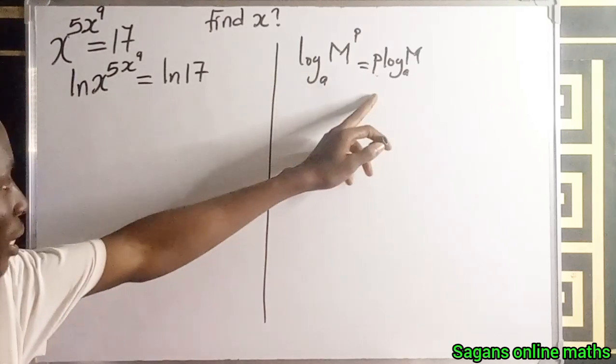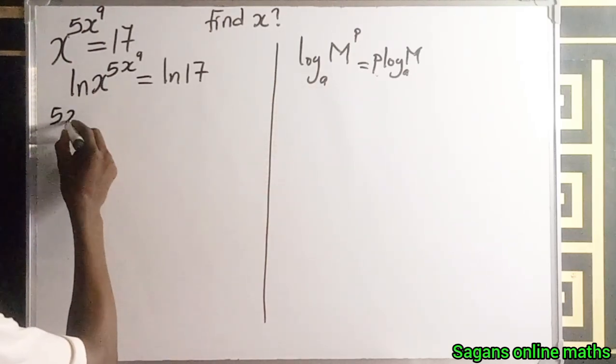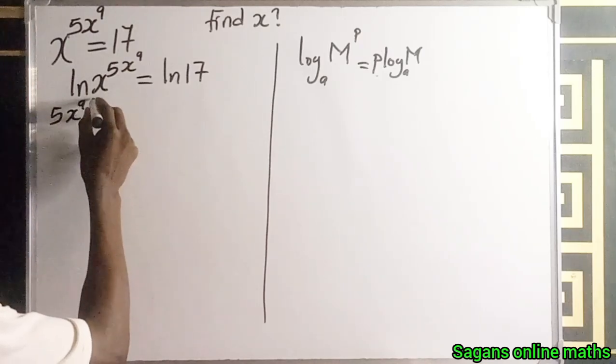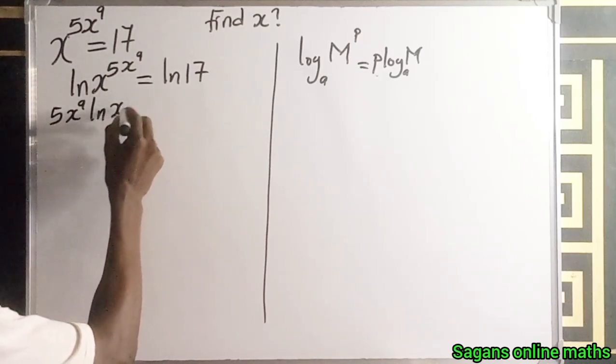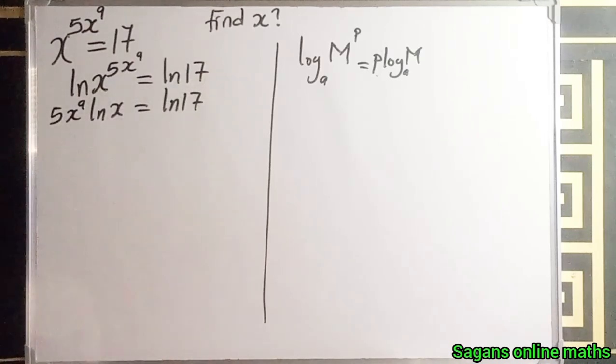As you can see what happened here, this is 5 multiplied by x to the power of 9, then ln x equals ln 17. Wow, this is amazing, right? Now let's remove this 5 from here.